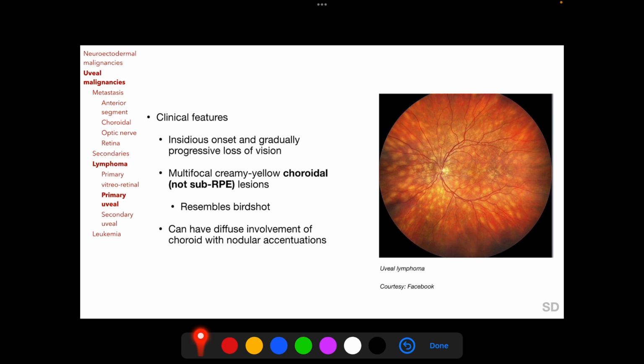Primary uveal lymphoma patients usually present with insidious onset and gradually progressing loss of vision. On examination, we find multifocal choroidal lesions which appear creamy yellow in color. So these are choroidal in location and not sub-RPE as in primary vitreoretinal lymphoma. And the lesions in primary uveal lymphoma appear similar to the infiltrates in birdshot chorioretinopathy.